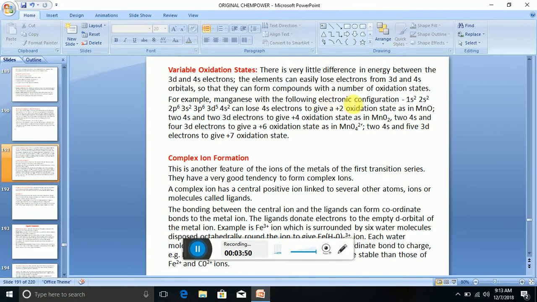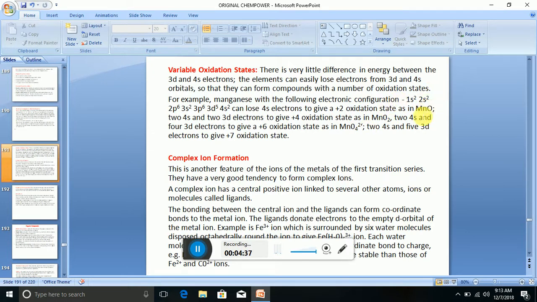manganese, with the electronic configuration 1s2, 2s2, 2p6, 3s2, 3p6, 3d5, 4s2, can lose 4s electrons to give a plus 2 oxidation state, as in manganese(II) oxide, or 2 4s and 2 3d electrons to give a plus 4 oxidation state, as in manganese(IV) oxide, or 2 4s and 4 3d electrons to give a plus 6 oxidation state, as in manganese(VI) oxide.